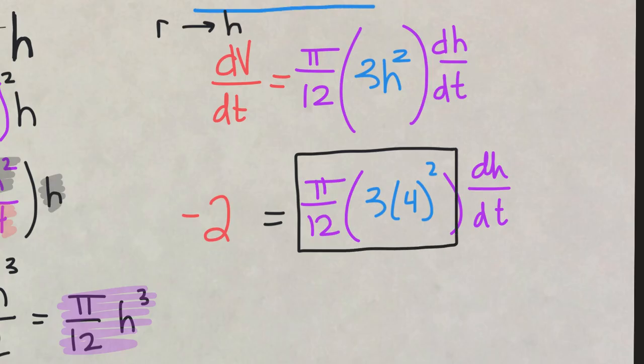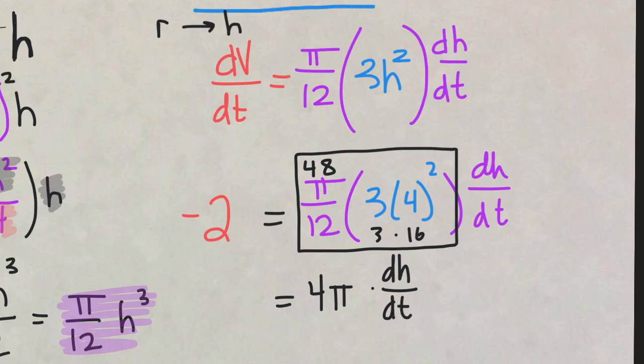4 squared, 16. 16 times 3 is 48. So there's 48 pi over 12. 48 divided by 12 is 4 pi, right? And we still have our dh/dt equals -2. So our last step is divide by 4 pi. And let's reduce this equation. So 2 over 4, that reduces to 1/2. So dh/dt is -1 over 2 pi.